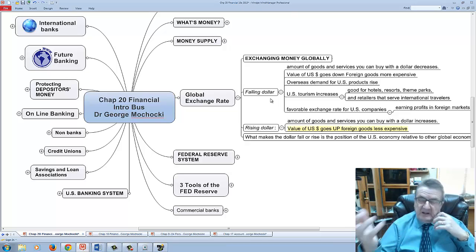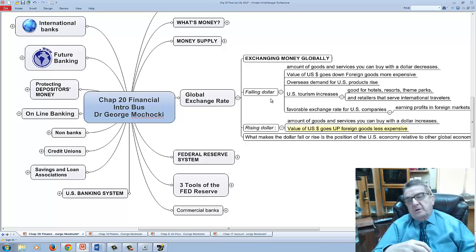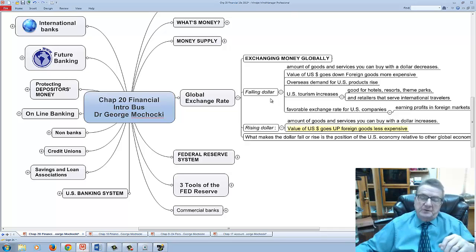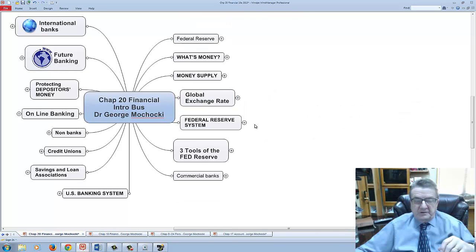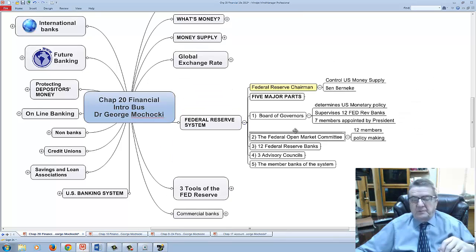Right now the dollar is stronger. If it's weaker, then it's going to cost me more if I want to exchange it to that currency that I'm doing business with. Okay, so make sure you understand the global exchange rate, the Federal Reserve System. When you look at the Federal Reserve System, all this comes into play.